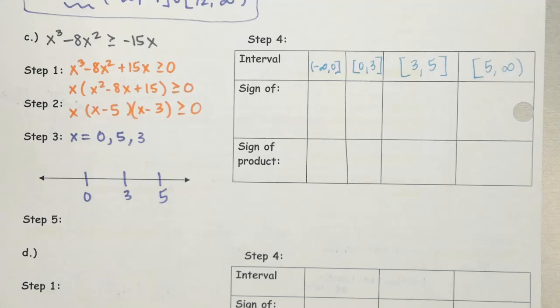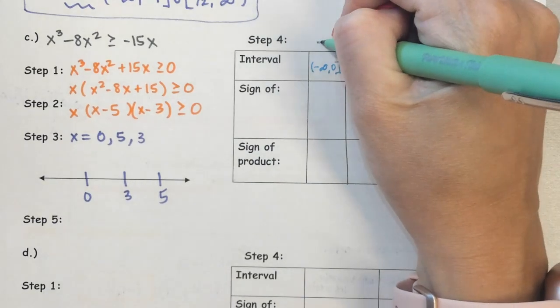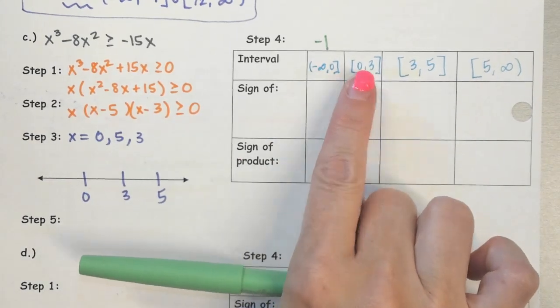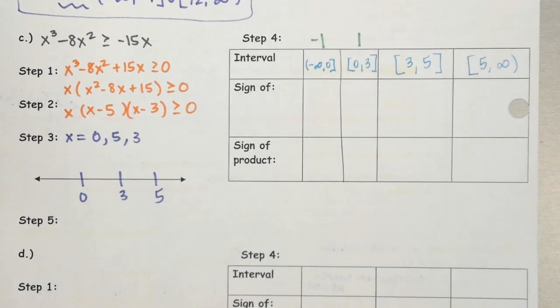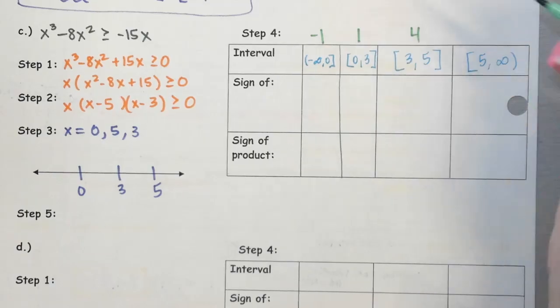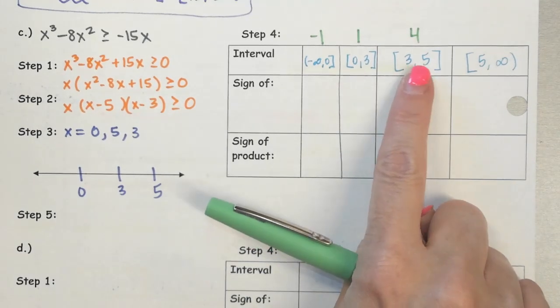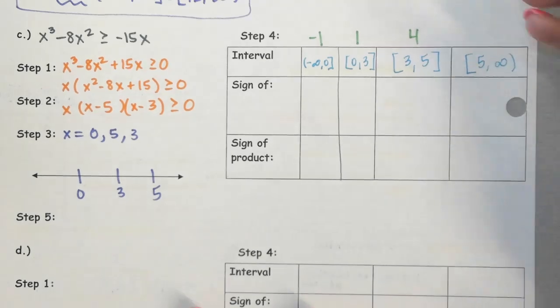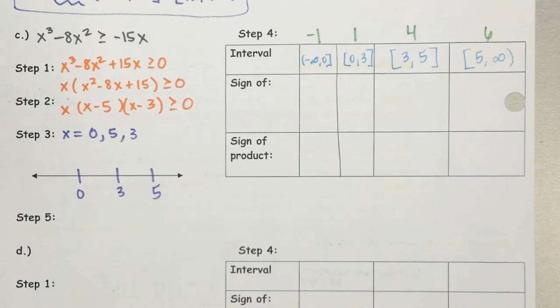Okay, again, remember the test point cannot be in the interval. So I can't choose 0 here. So I can choose -1 and 1. Between 3 and 5, I can choose 4. If you ever have numbers that are right next to each other, you can choose the decimal. That's fine. Okay, we just try to pick the simplest numbers to plug in.